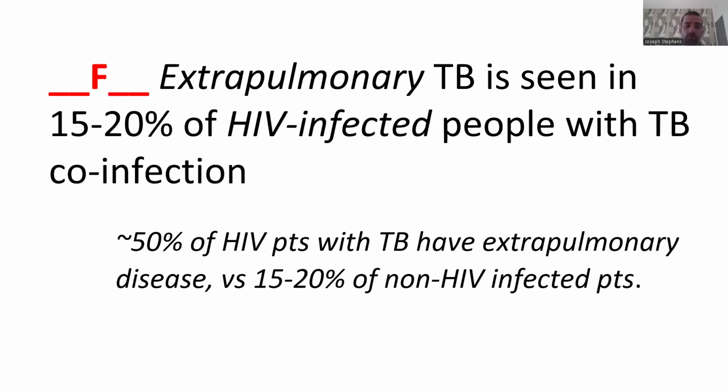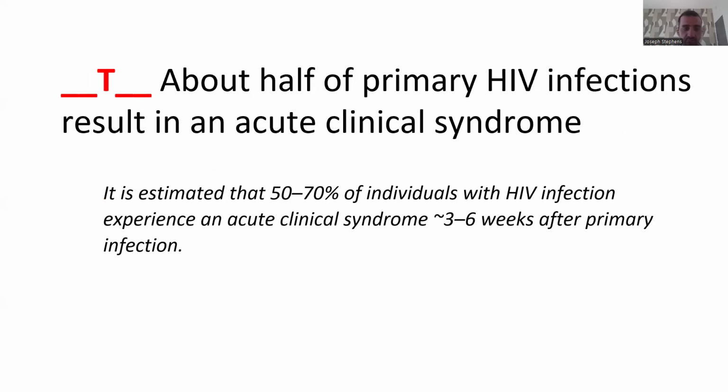True or false? Extrapulmonary TB is seen in 15 to 20% of HIV infected people with TB co-infection. This is false. 50% of HIV patients with TB have extrapulmonary disease versus only 15 to 20% of non-HIV infected patients. So there's a high rate of extrapulmonary TB in people with HIV.